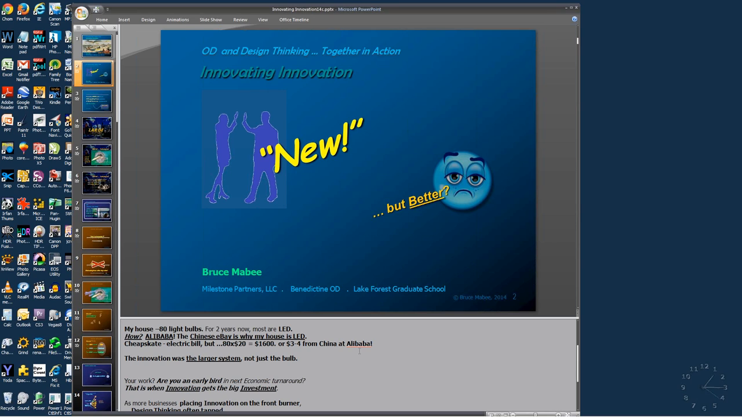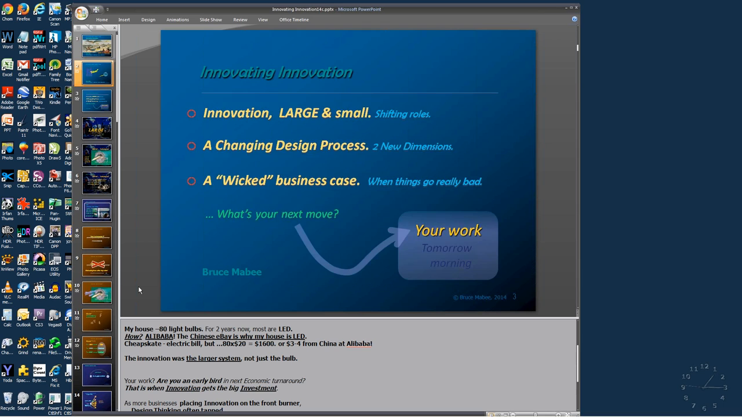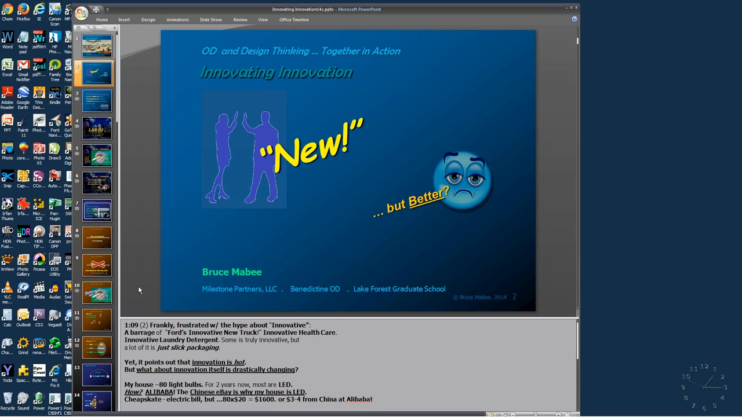I'm a cheapskate, so I was unwilling two years ago to pay $20 a bulb when I could get it on Alibaba for $3 to $4 a bulb. My point here, and this is to me where I think one of the huge changes is, the innovation was in the larger system. It wasn't the light bulb alone that got us to do things differently. And so I'm wanting to get into that today. How does that larger system change? How is that innovating?